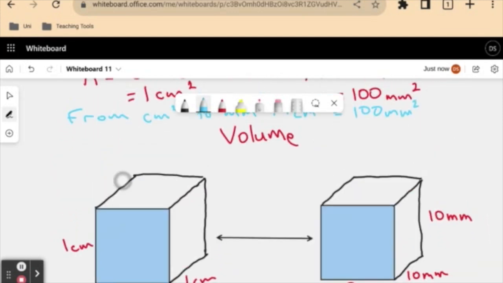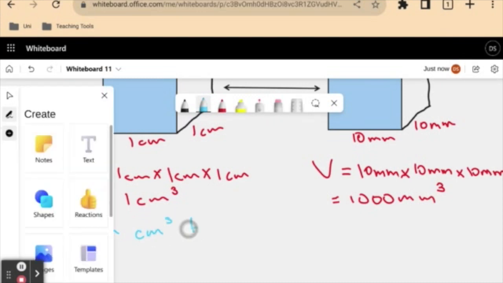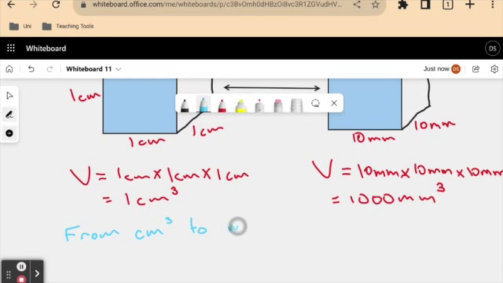So we can say, I'll just make sure I write it in the same way. Okay, from centimeters cubed to millimeters cubed. We have that for each centimeter cubed, its respective volume in millimeters cubed is 1,000 millimeters cubed. So I've said a lot of cubed and squares, and you're probably tired of hearing my voice at this stage of the video, but these are the two relationships we've established from centimeters cubed to millimeters cubed.